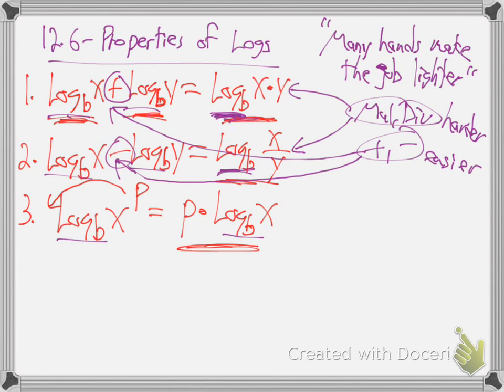2 logs become 1 log for the harder operation. It's a harder job for 1 person, easier for 2. It's just adding for 2. For 1 log, it takes multiplication. For 2 logs, it's just subtraction. It's just easy. For 1 log, it's harder. It's dividing. And then the third property is just the power coming to the front to multiply. Okay, well, so what? Let's use those properties now.